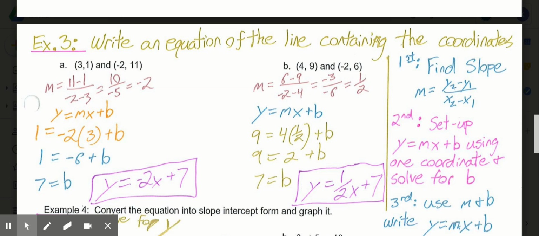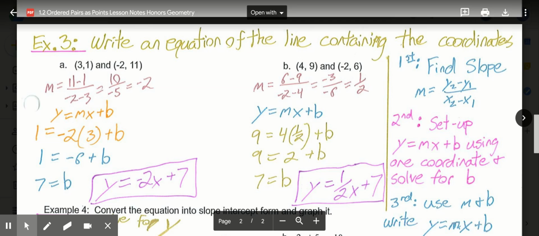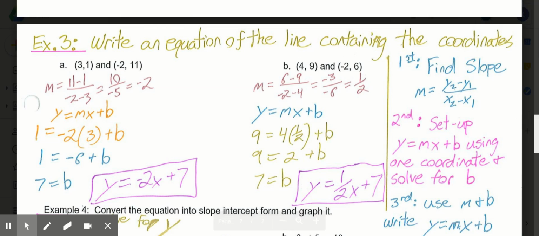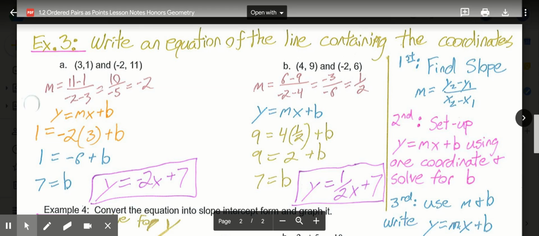Then what you want to do is you set up your equation in y equals mx plus b, slope-intercept form, and you're going to plug in the slope that we just found and one set of your coordinates, so either set, to solve for b. So my slope is a negative 2, so I replace m with negative 2. My coordinate is 3, 1, so the 3 takes the place of x, and the 1 takes the place of y. Then I'm going to solve this equation for b.